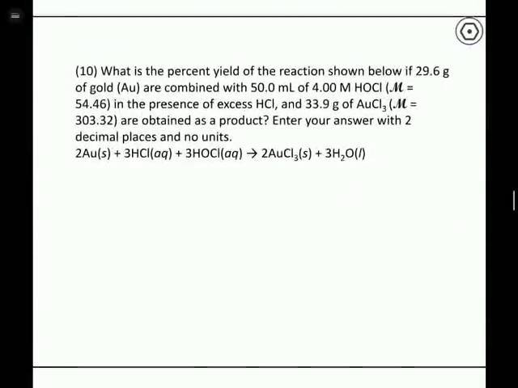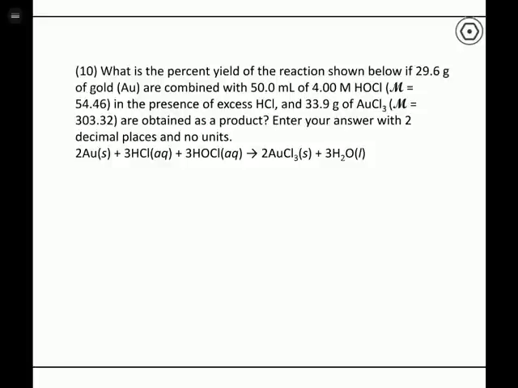So what is the percent yield of this reaction shown below if 29.6 grams of gold are combined with 50 milliliters of 4 molar HOCl in the presence of excess HCl, and we obtain 33.9 grams of gold chloride? So a lot of given information here, we need to know what to do with it. We're asking for a percent yield, which means we need to determine the theoretical yield, and we're also going to use the actual yield, which is 33.9.